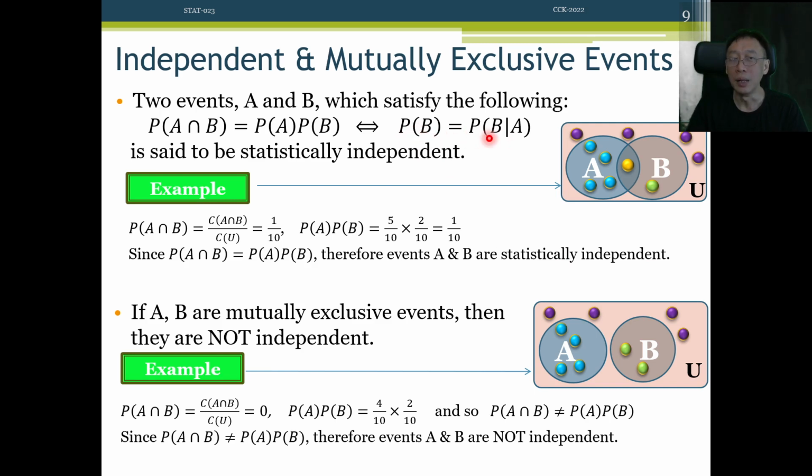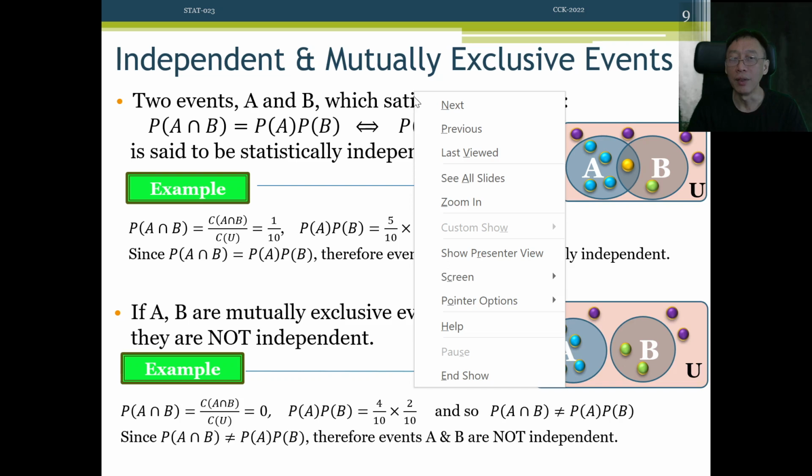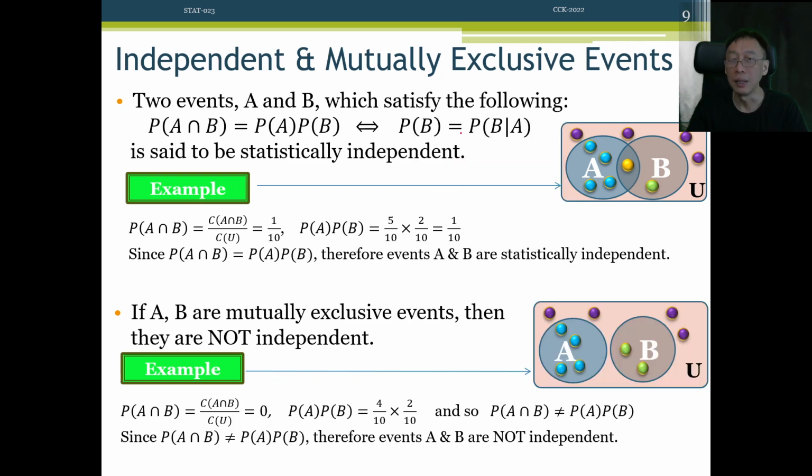Well, it is easy to check that if we bring P of A down to the denominator, so we get P of A intersect B divided by P of A. Just give me a few seconds to write this very carefully. Then this term is gone, and straight away we arrive at P of B is equal to P of A intersect B over P of A. But that is the definition of P of B given A. So that's why we very easily can arrive at this.